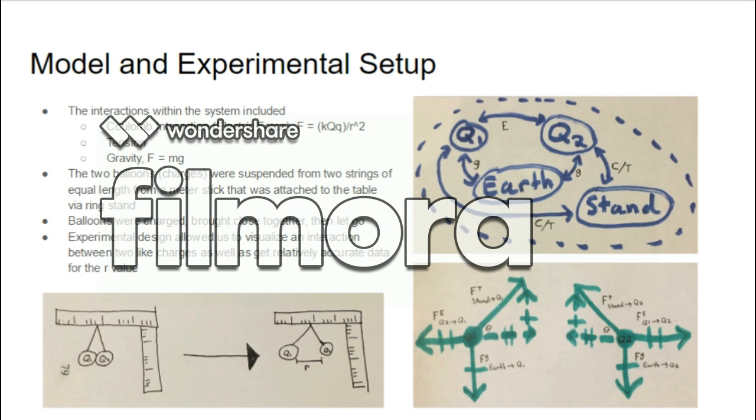So although our model didn't account for forces of friction, air resistance, and volume, recall that we assumed our balloons would behave as if they were point charges. We felt that our model, based on the most significant interactions, i.e. Coulomb forces, gravity, and tension, was sufficiently accurate.